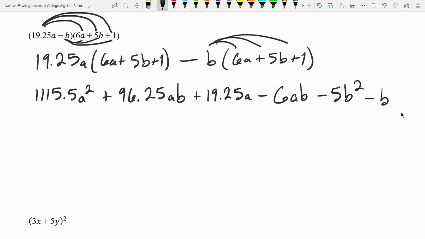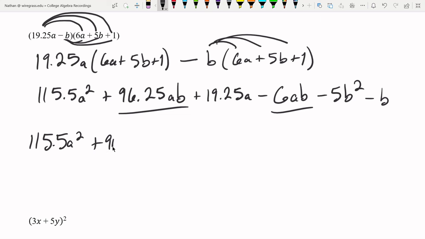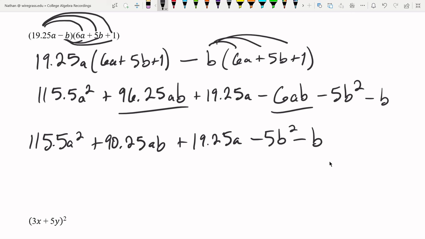Okay, here we do have like terms. This one and this one. We can combine those two. And how do you order this down? Well, it's kind of difficult because here we have both a terms and b terms. I don't know if there's a very good way of ordering it. So I'm just going to write it like this. That was just 115.5a squared. Then I'm going to combine these like terms here. That's going to give me 90.25ab. Then I'm just going to write 19.25a minus 5b squared minus b and leave it like that.